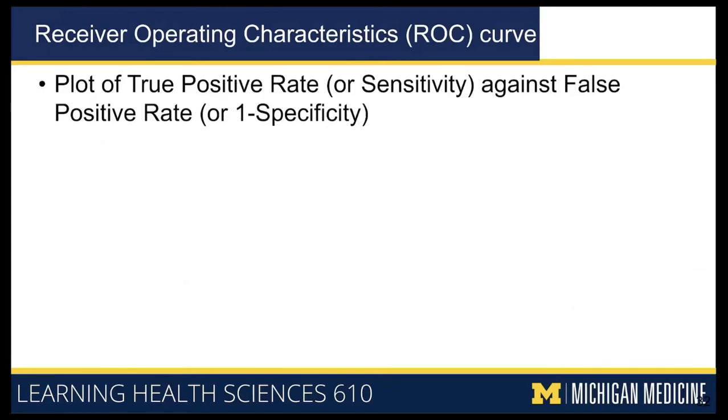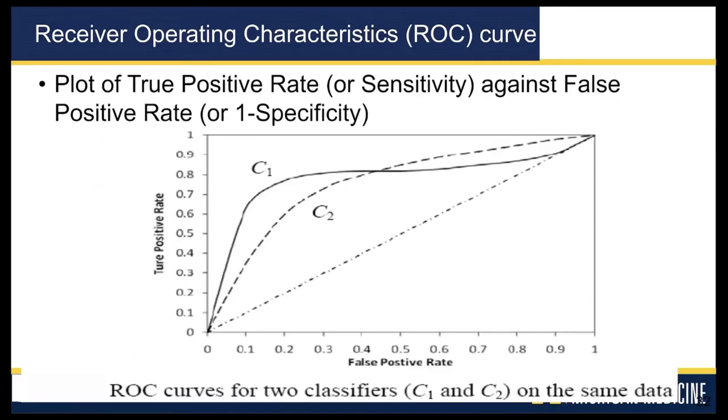Good. In addition to these numbers, you also would see something called a ROC curve, that is a receiver operating characteristics curve. This is a plot, a graph of true positive rate or sensitivity on the y-axis and false positive rate or 1 minus specificity on the x-axis. So this is an example of an ROC curve. It's usually common to have multiple ROC curves on the same plot if you're comparing two classifiers, in this case C1 and C2, on the same data set, right?